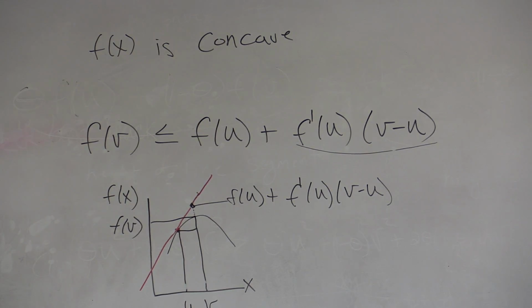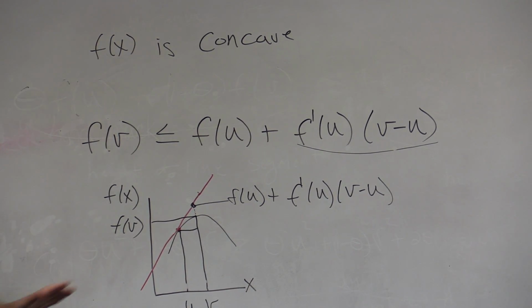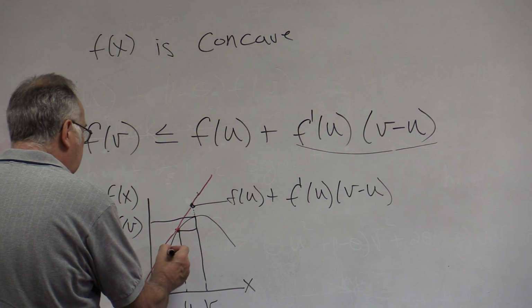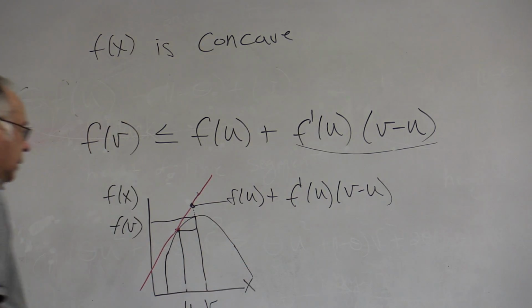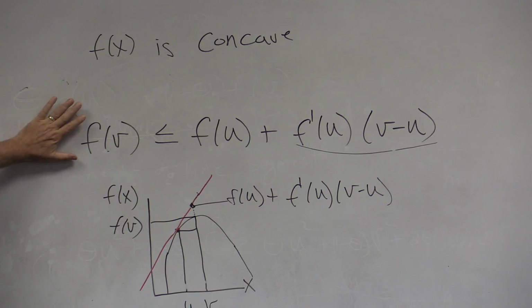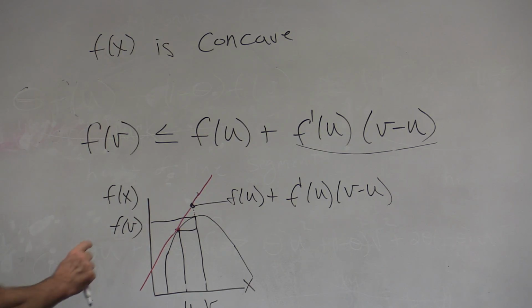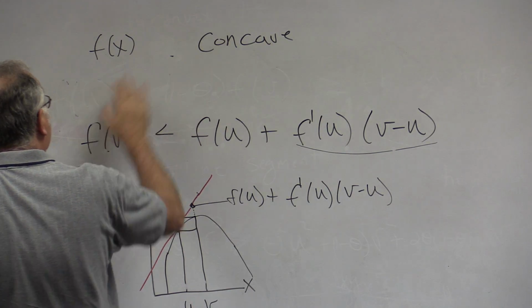Or in simpler words, if you take the tangent line at any point, that tangent line lies everywhere above the concave function. See this red line? It lies everywhere above the function. If we were to continue this function down, it would look like that. That's what this equation is saying. Now, f of x is concave if and only if this holds for all distinct values of u and v. If we alter this slightly and make this a strong inequality, then that's a condition for f of x to be strictly concave.